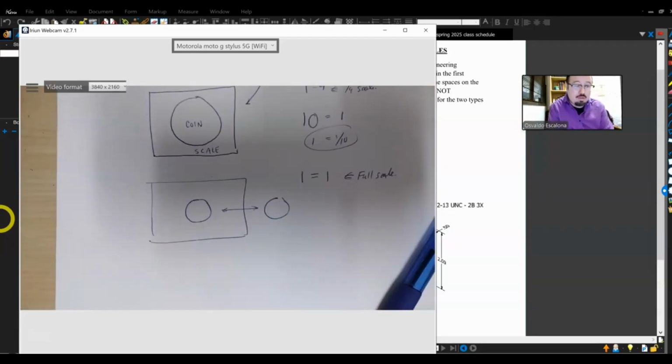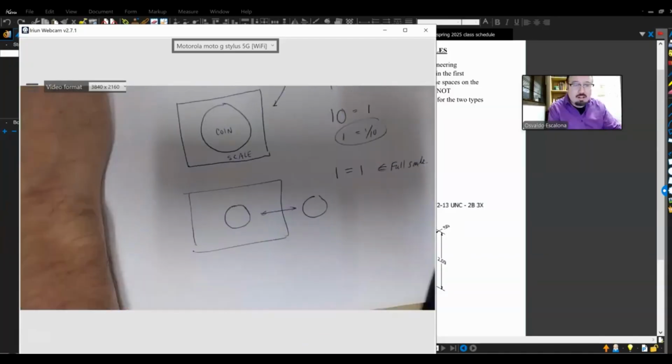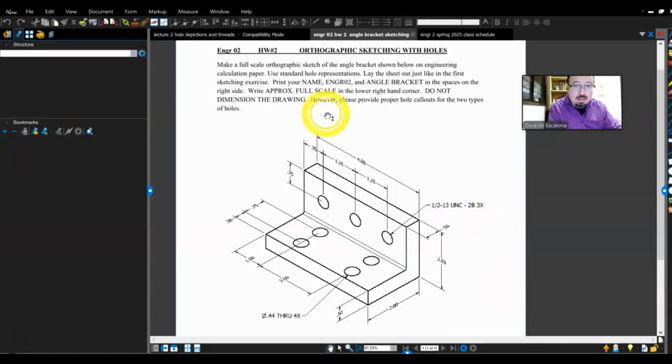If I were to tell you 1 to 2, that means you half it. Whatever is in real life, you half of it. We will most likely talk about that later. So you guys are going to do a full scale. You are not going to add any dimensions. You don't know how to do it properly yet.